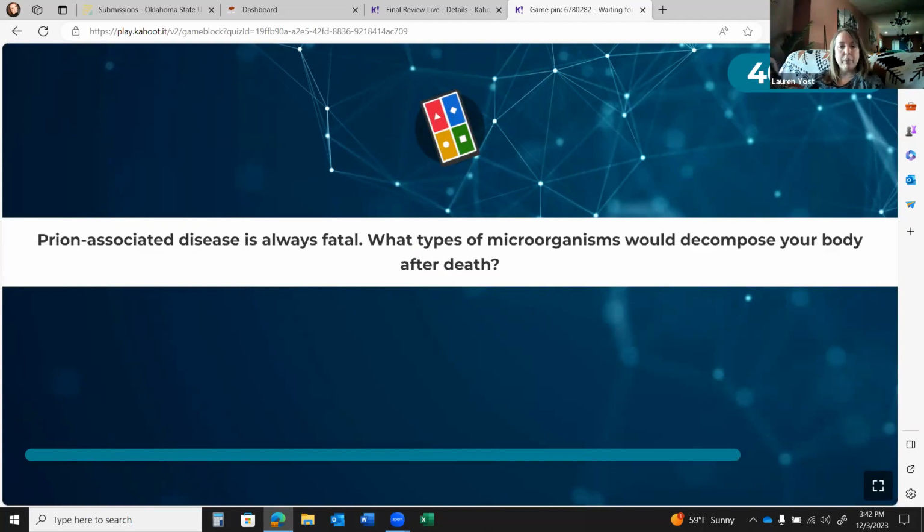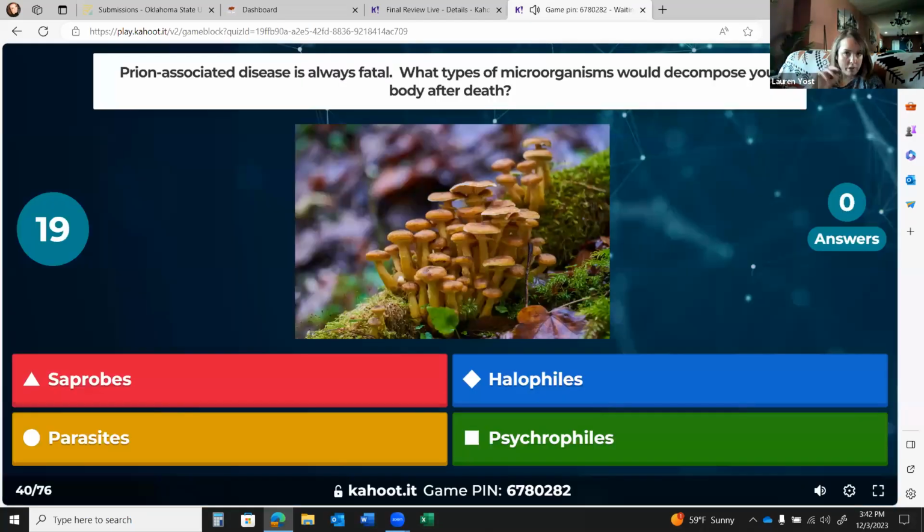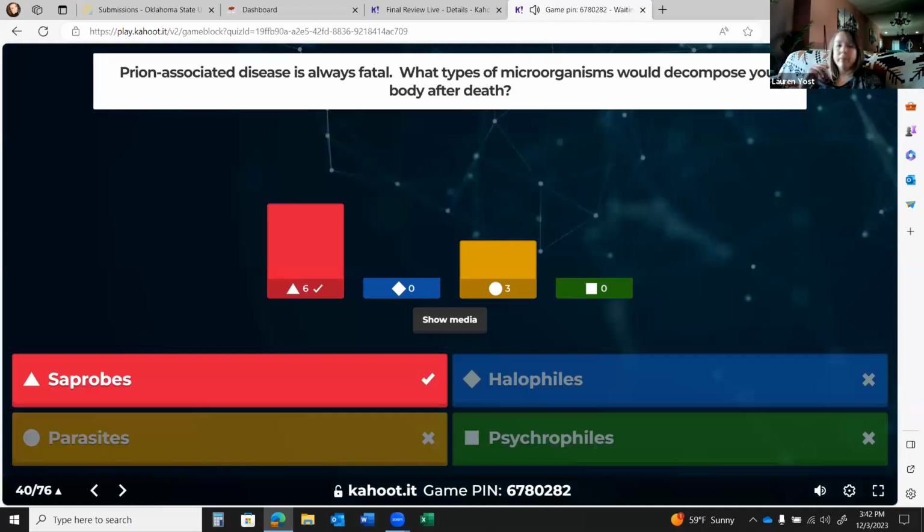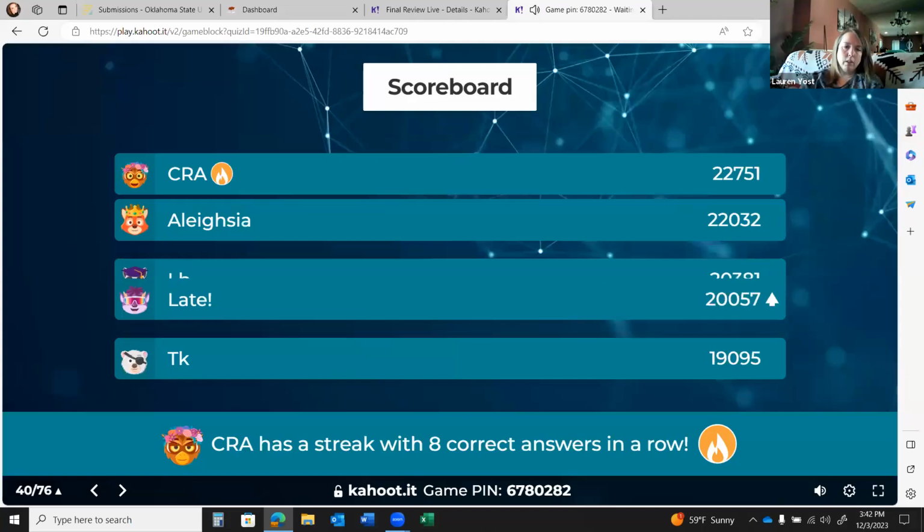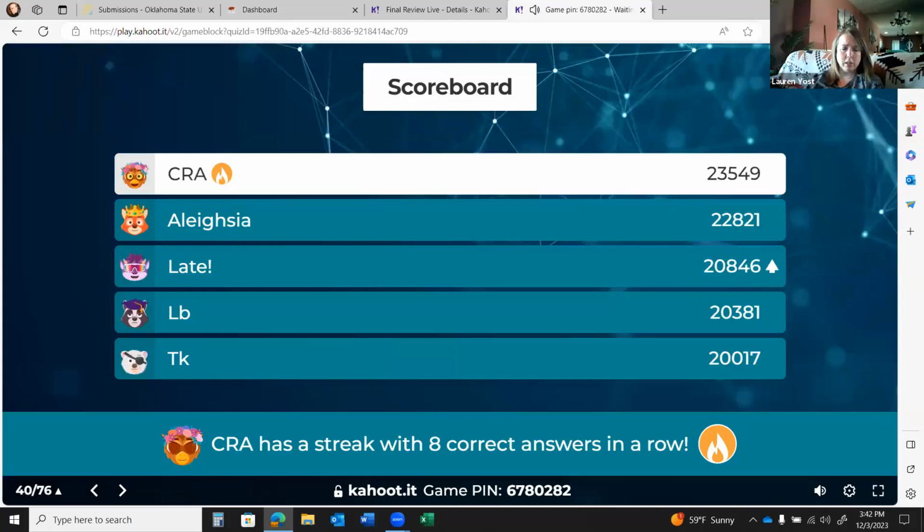What types of microorganisms would decompose your body after death? Saprobes, that's exactly right. Things like mushrooms, and there'll be other organisms as well, bacteria and stuff that will break down decaying detritus and stuff like that.